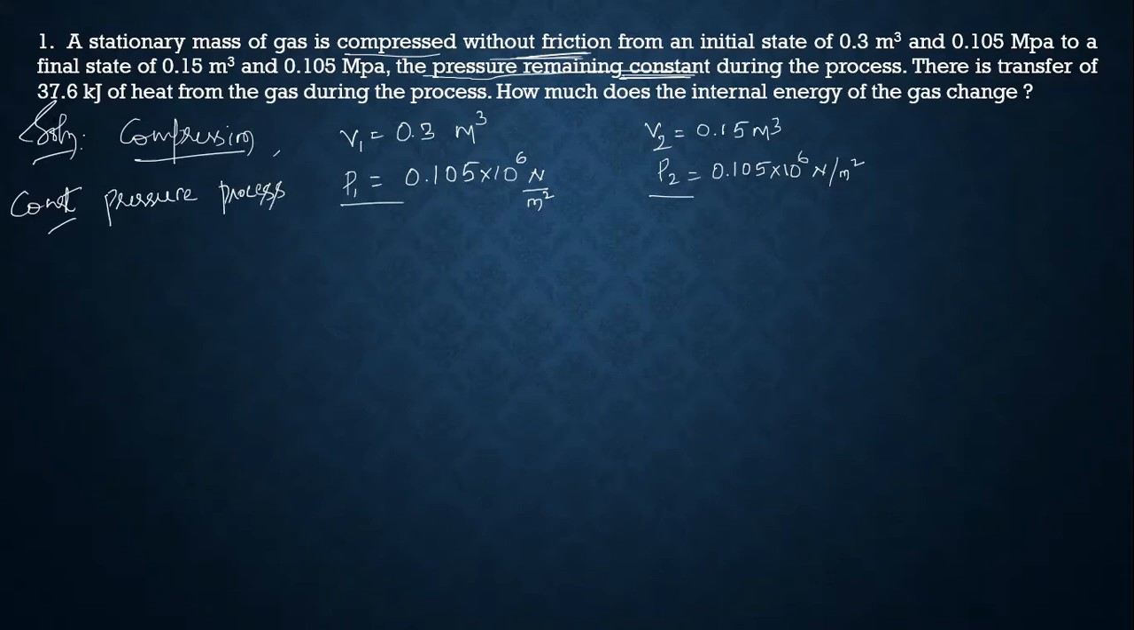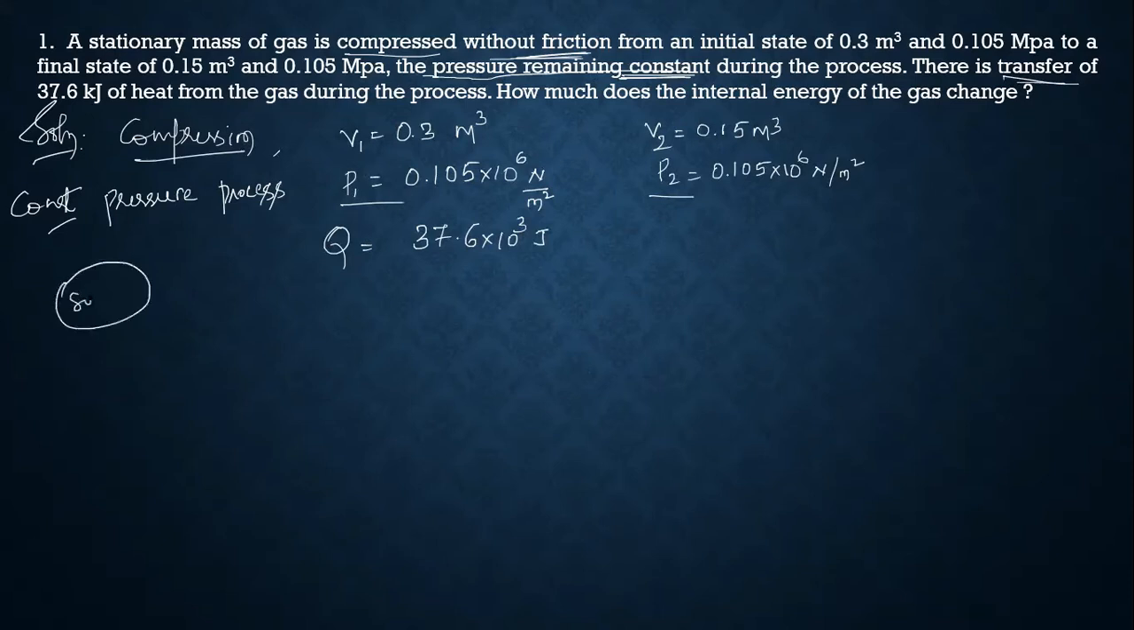There is a transfer of 37.6 kilojoules of heat. It is 37.6 into 10 to the power of 3. There is a transfer, whether it is absorbed or liberated, I don't know. What is the sign convention of this?